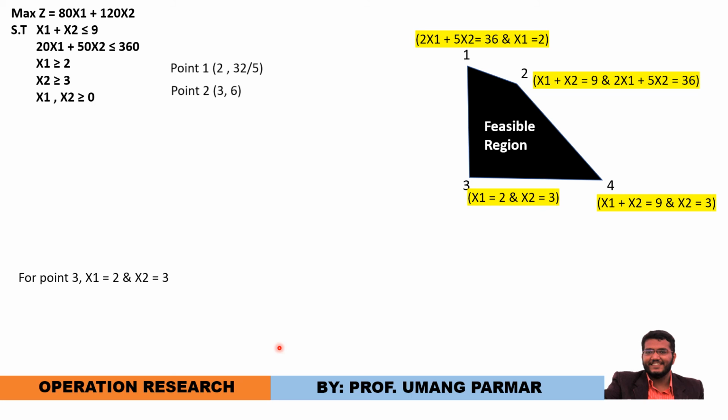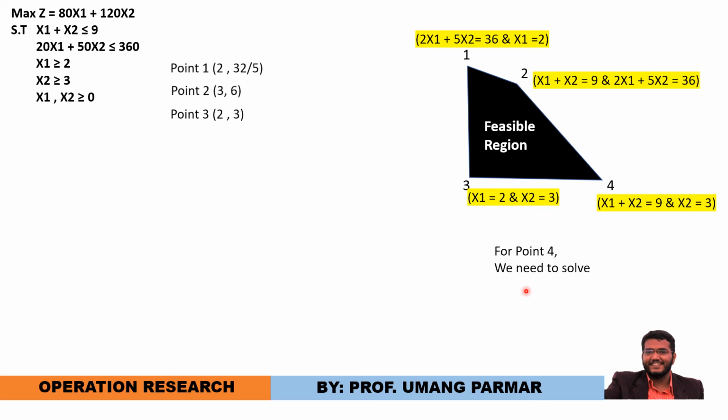Now we are moving towards point number 3. For point number 3, x1 equals 2 and x2 equals 3. These coordinates are fixed. So we can say that my point number 3 has the coordinates (2, 3), and we are putting them again here.